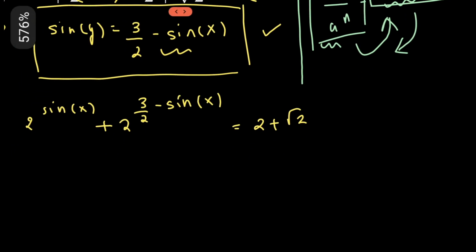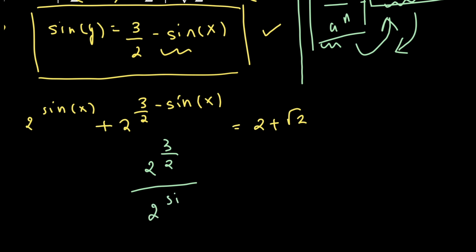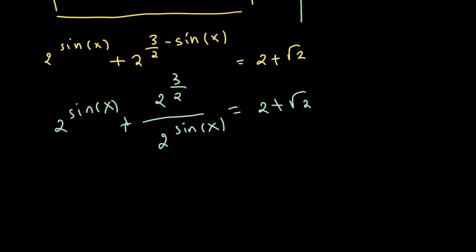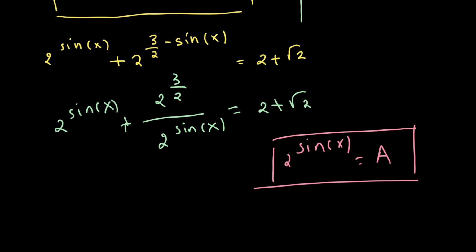So on doing this change, this thing will turn out to be 2 to the power 3 upon 2 divided by 2 to the power sin of x, and all the remaining terms as it is. Now to further simplify this equation very nicely, I will simply substitute 2 to the power sin of x with a variable a. So now let us do these changes over here. Therefore a plus 2 to the power 3 upon 2 divided by a equals 2 plus square root of 2. All this term 2 to the power sin x has now been replaced with a.